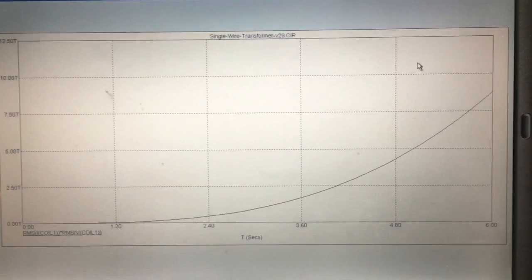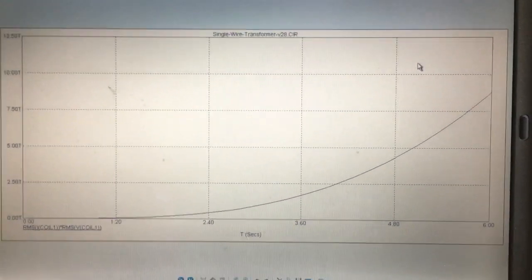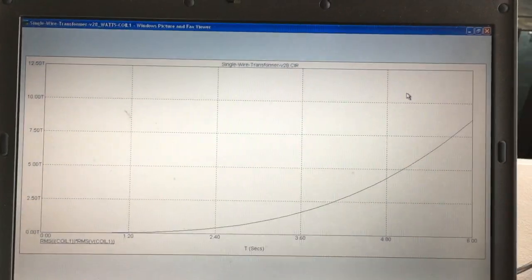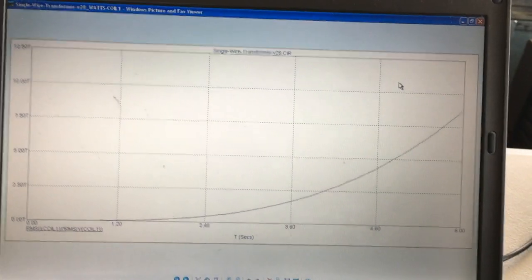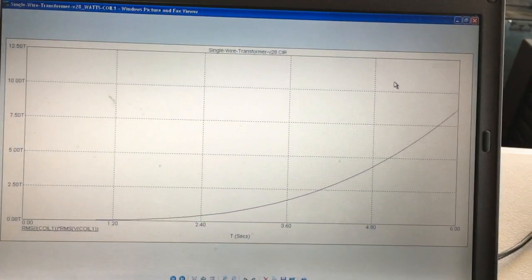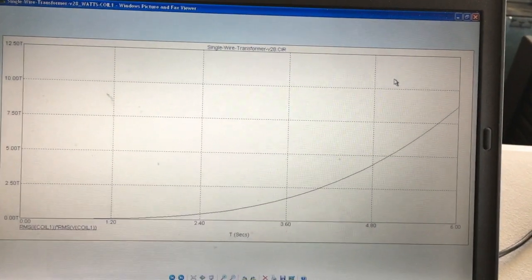All of these tracings are 6 seconds duration. And that's another thing worth repeating. A simulator simulates according to the time frame, well, at least in MicroCap, the maximum time frame that you set.